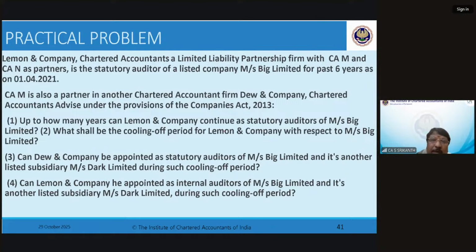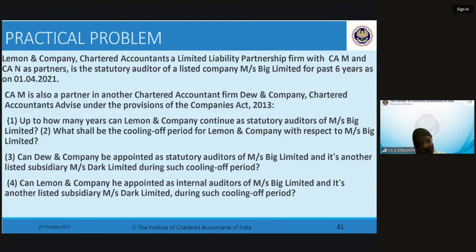See, Dew Limited having a common partner. Therefore, whatever is applicable to Lemon and Co. with regard to Big Limited will apply to Dew also. But regarding the subsidiary Dark, the law does not prohibit him from being appointed in the subsidiary. Note it, your honors. Subsidiary is not mentioned anywhere.